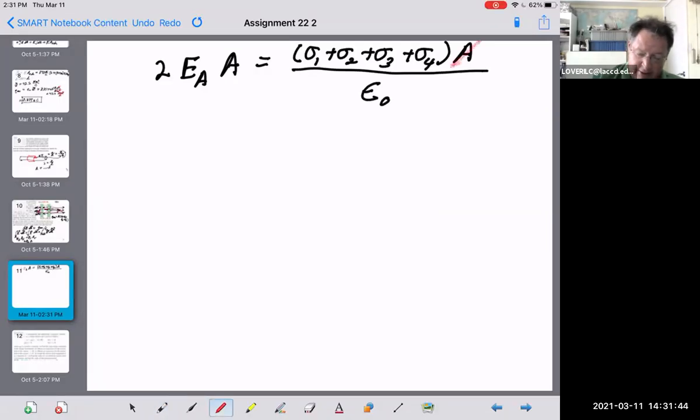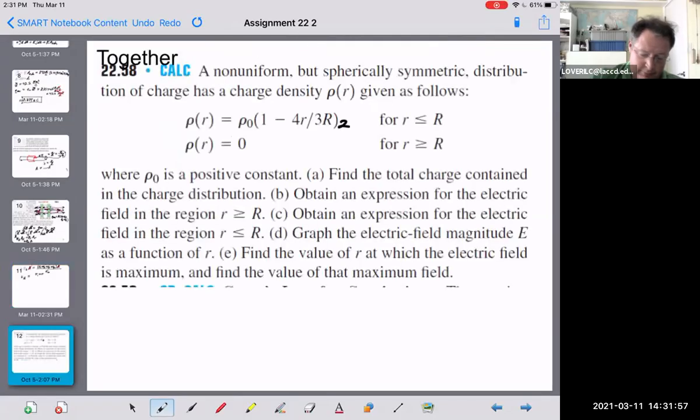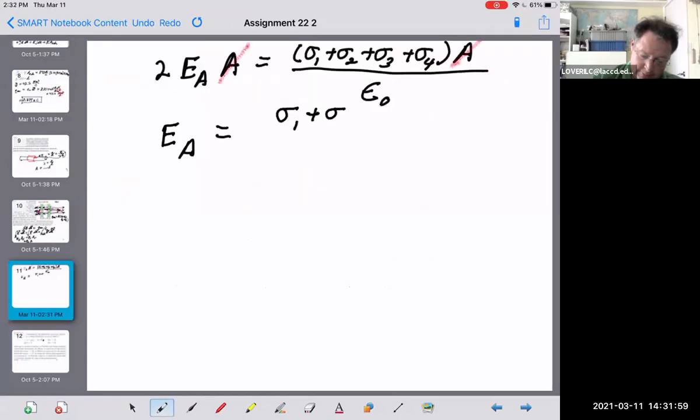I can cancel the areas. I can divide through by 2. And I find that the electric field at point A is just the total of all of those surface charge densities divided by 2 epsilon naught.